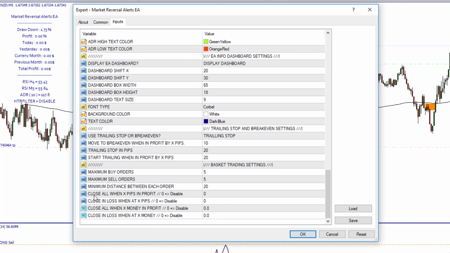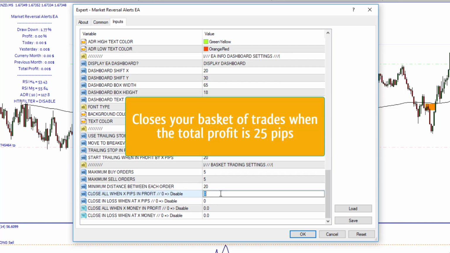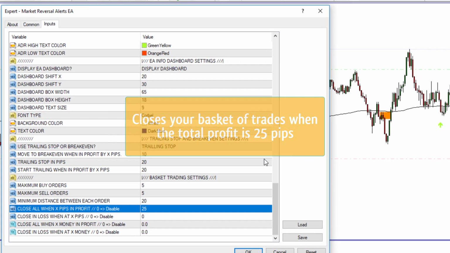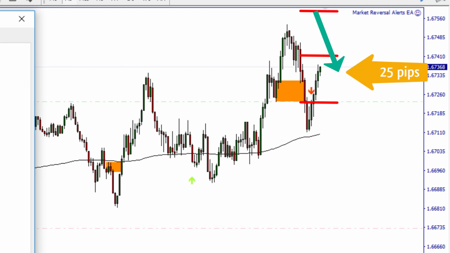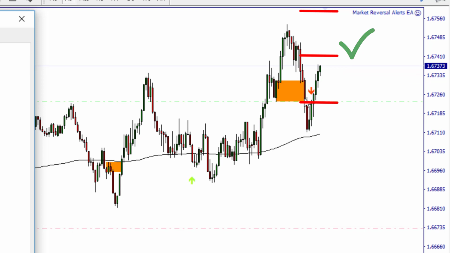So for example, here we have close all when X pips in profit. At the moment it's set to 0 as everything else is, but what this will do is close all of your trades when the total of all of your trades hits a specific pip figure. So if we were to take one trade here, one trade here, and one trade here, for example, when price moves back and the total of these 3 positions added together equals 25 pips, it will close all 3 positions for us, meaning that we would have 1 probably in a loss, 1 in a win, and 1 with a small win.